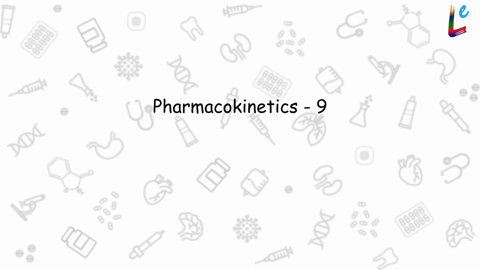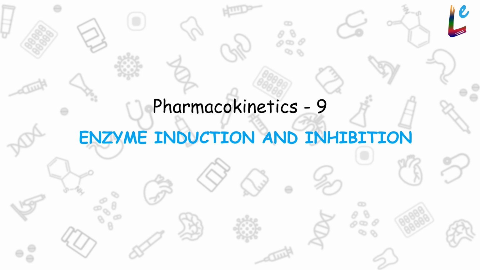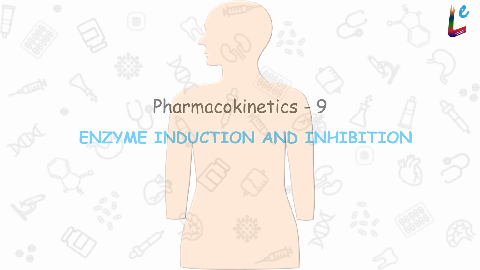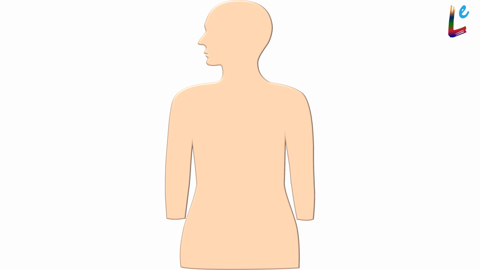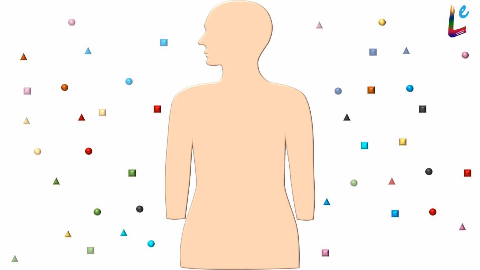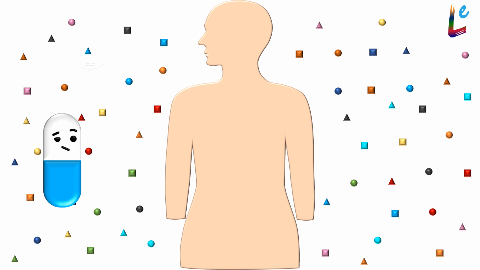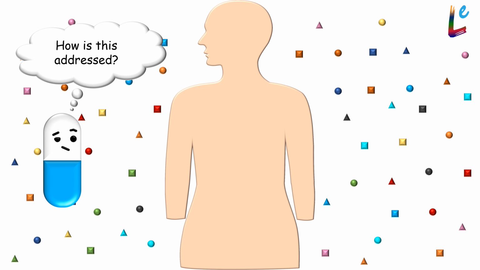Learn efficient pharmacology, pharmacokinetics part 9, enzyme induction and inhibition. A major challenge to human survival is that the human body is exposed to more than 1 million xenobiotics during its lifetime. Can you guess how this is addressed? The first solution is obvious.